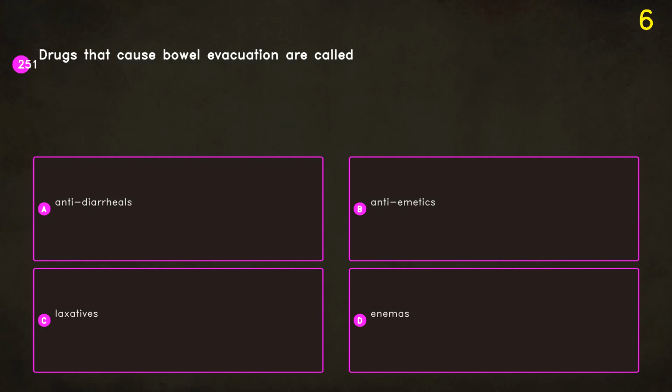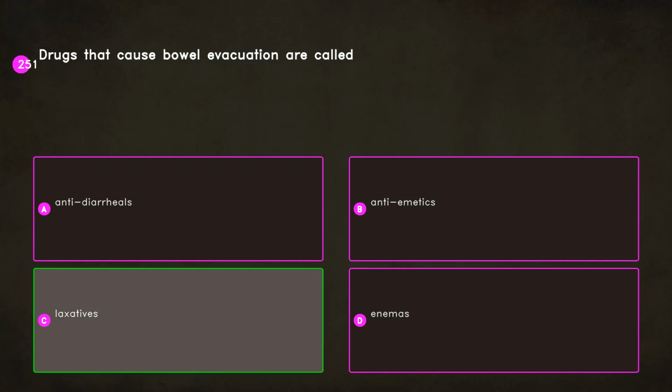Question 251. Drugs that cause bowel evacuation are called A. antidiarrheals, B. antiemetics, C. laxatives, D. enemas. The correct answer is laxatives.